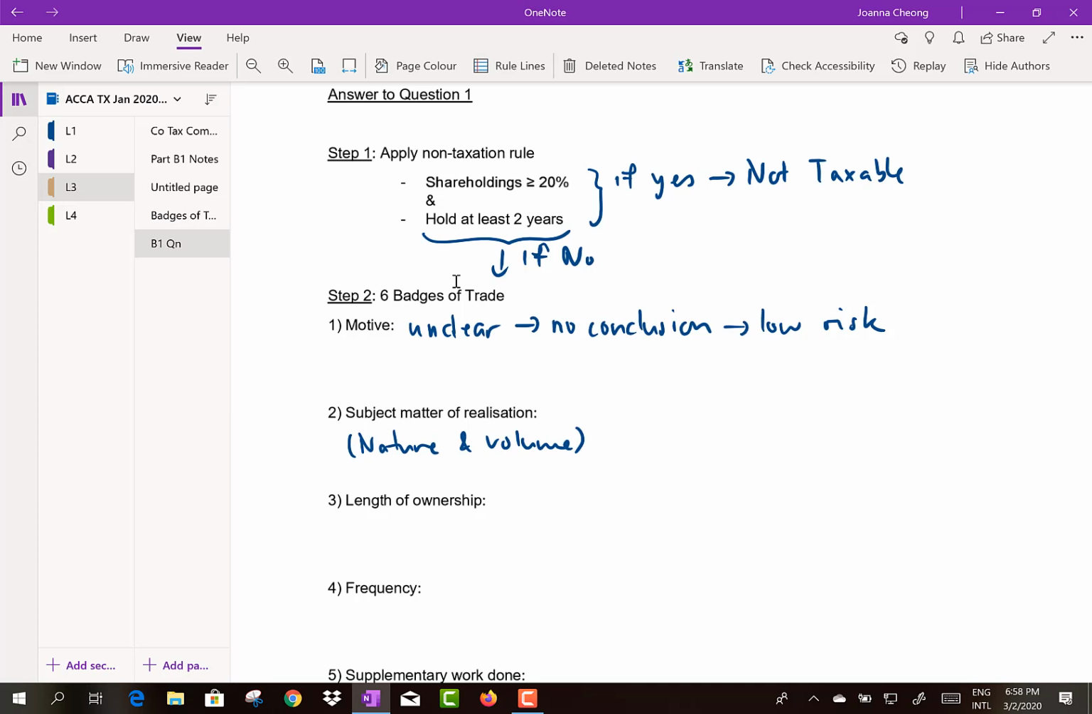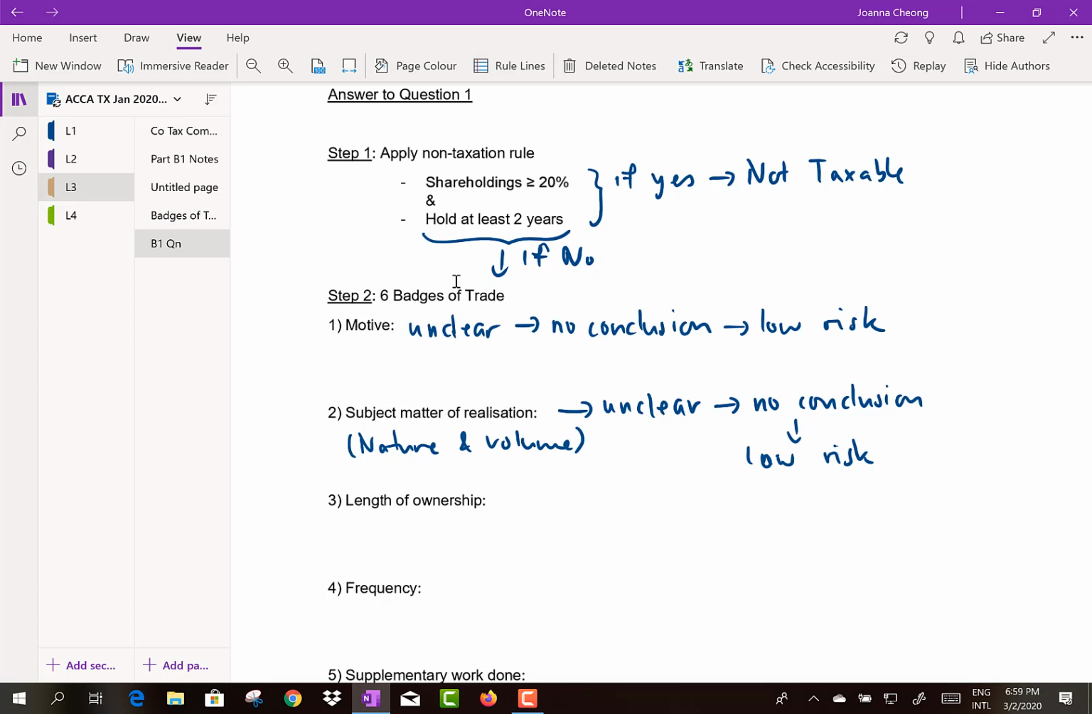And also the volume itself, they did not say how much they bought, correct or not? If it's tremendous volume, then probably the motive is actually trade related and so on. So again, it is unclear. The question did not tell us a lot of information pertaining to this badge. So if it's unclear, what can you say about that? No conclusion. Yes, this is something you can write, remember, and hence it is low risk. That means the tax authority will not be using this to charge you for tax.